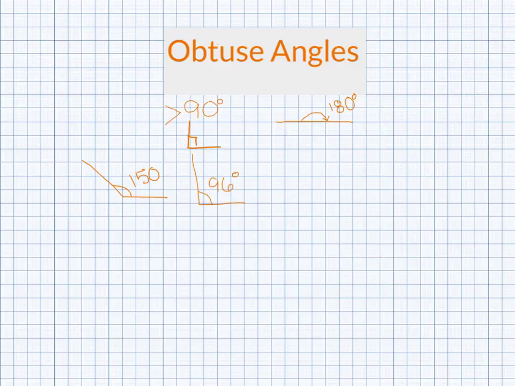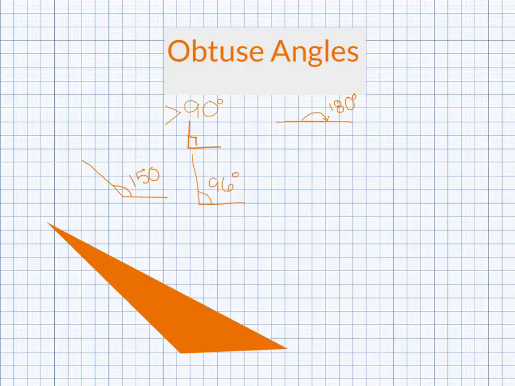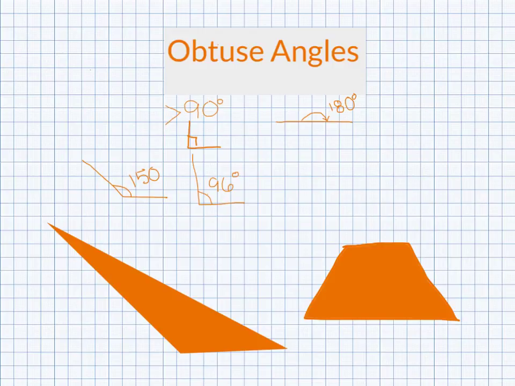There we go. So if we think about shapes that might have obtuse angles, we could have triangles. Some triangles have obtuse angles, like so. Another shape that contains obtuse angles is a trapezoid, which looks like that. Let's fill it in. And the right angles on these would be right here and here and here.